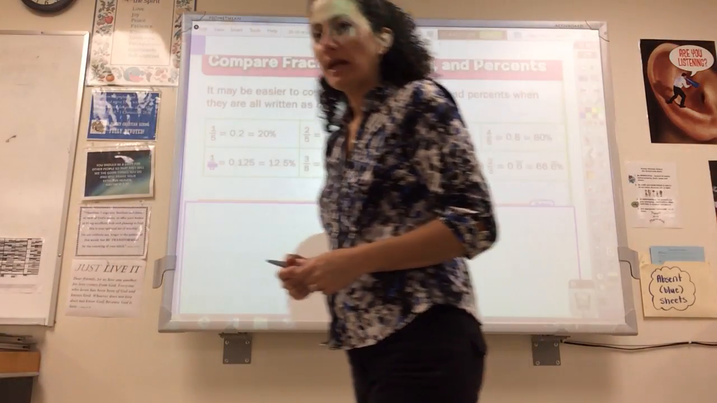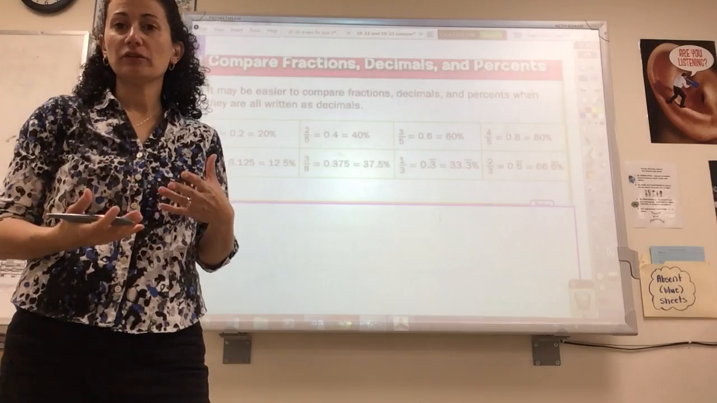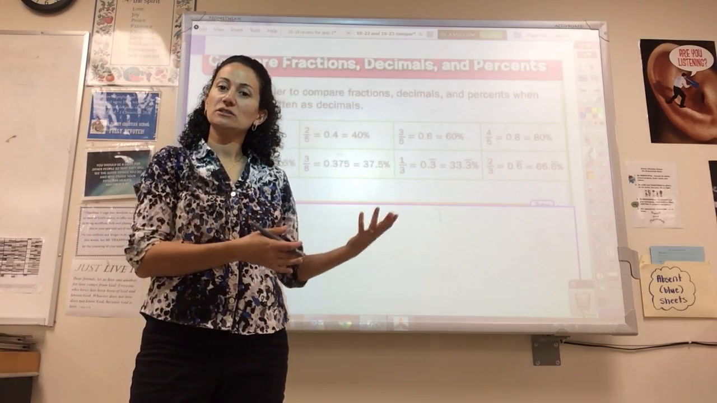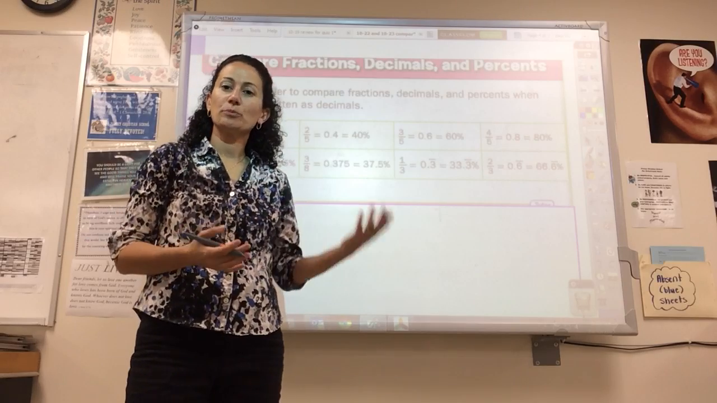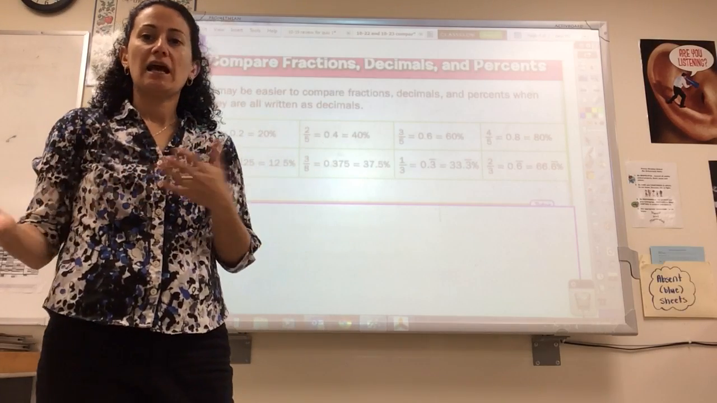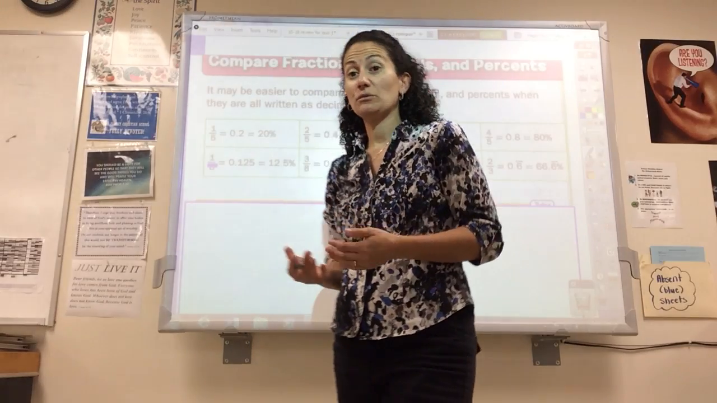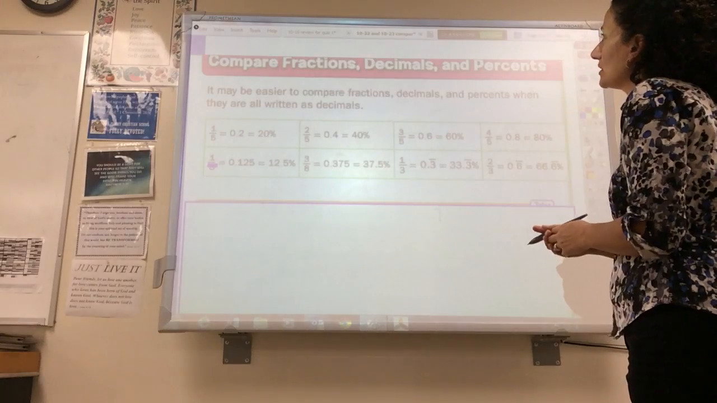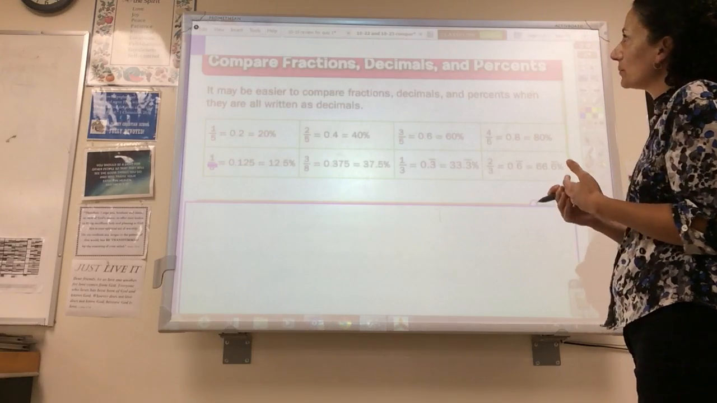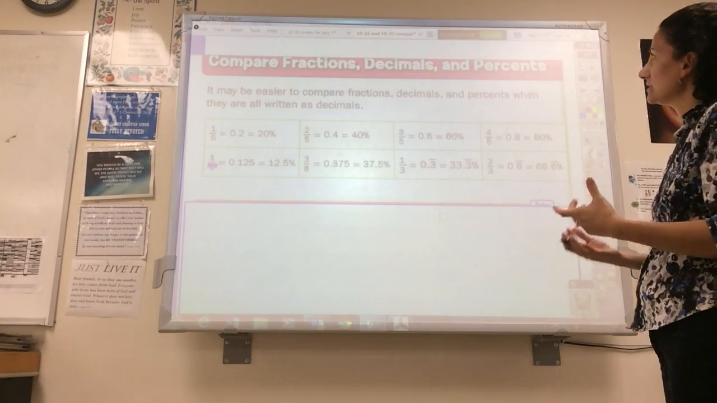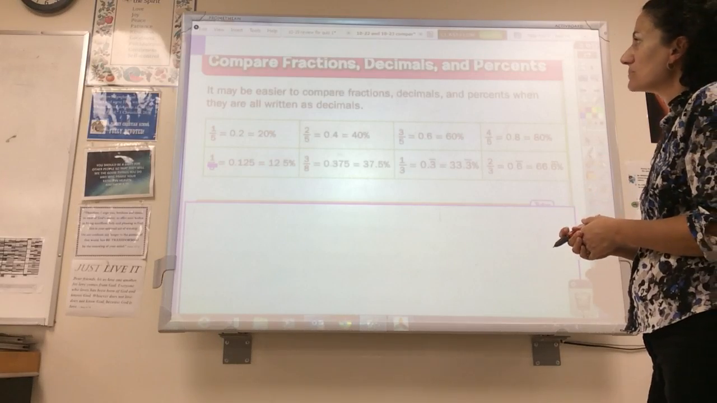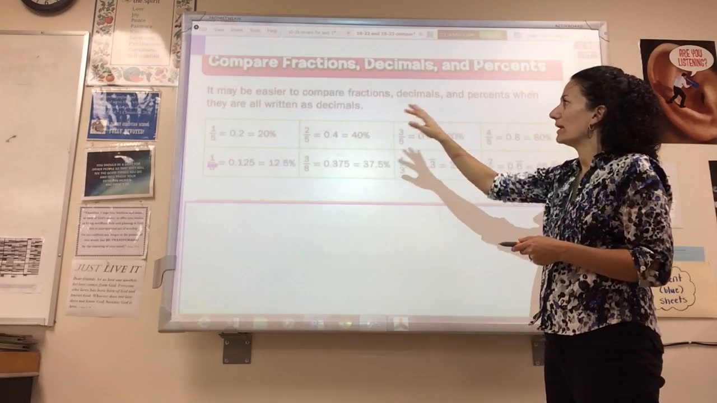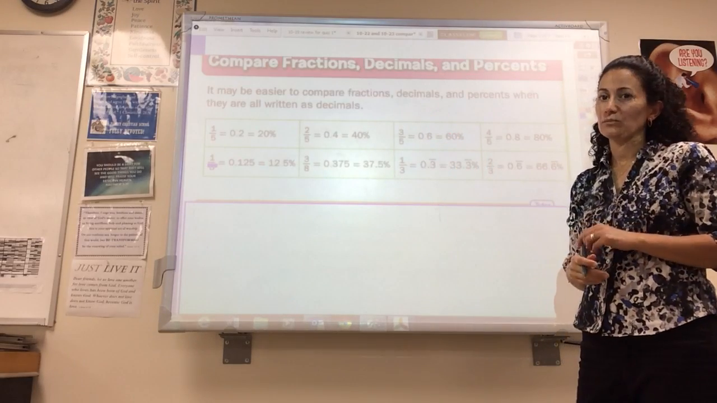So now that we've learned how to write numbers in their different equivalent forms, for example, decimals to fractions, fractions to decimals, decimals to percents, percents to fractions, and back and forth, we now need to be able to compare and order those three different forms of numbers. We need to be able to compare and order a fraction, a decimal, and a percent. One of the easiest ways is to compare them by writing them all as decimals.